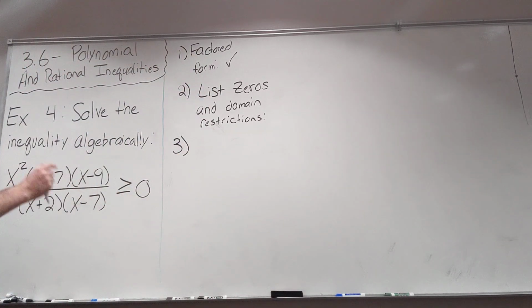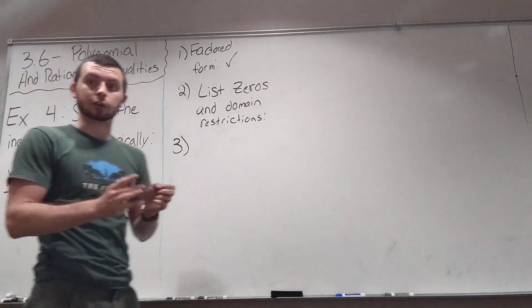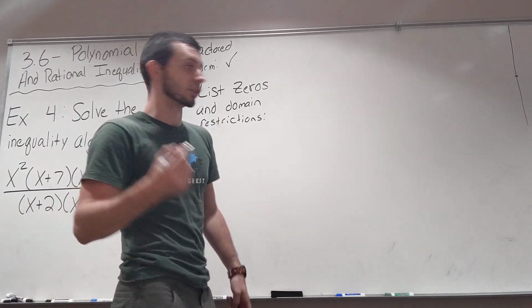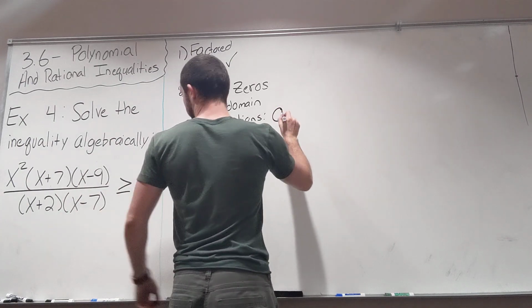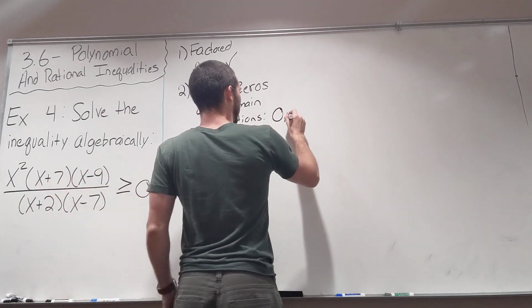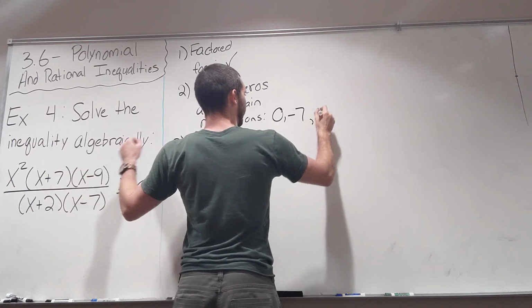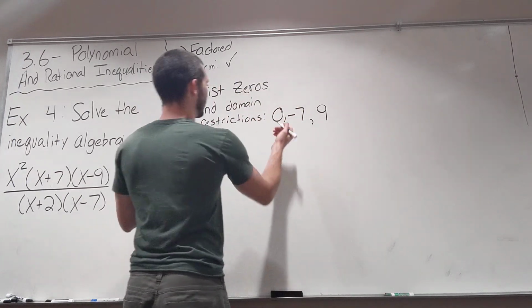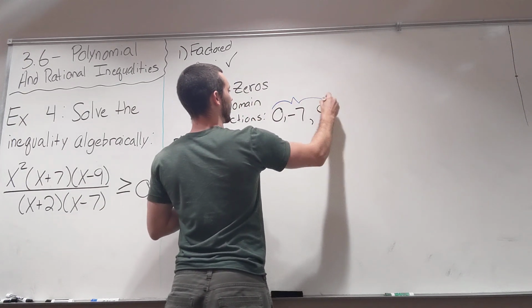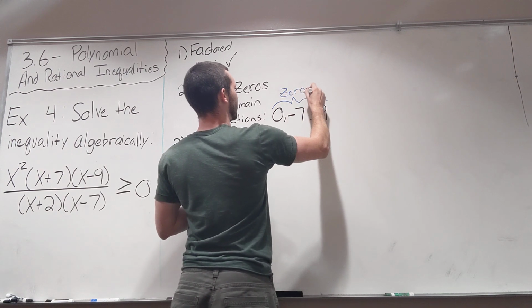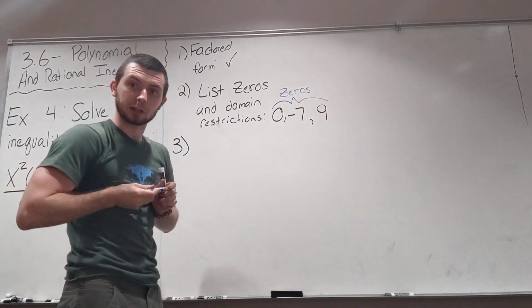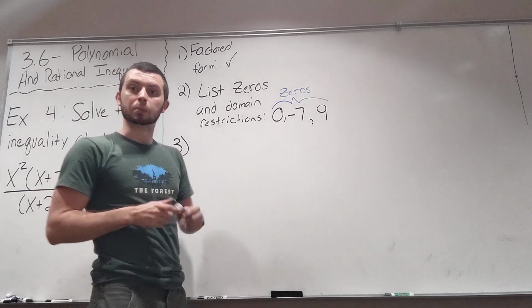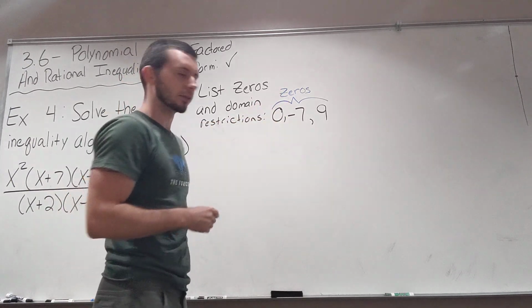Remember, those are the numbers that come from the factors in the numerator. This one right here, so x squared is a factor. It's the factor corresponding to 0. So 0 is one of them. Negative 7 is another one, and positive 9 is a third one. And if you want to, you could definitely make a note that these are zeros, and this will come into play later, so we'll go ahead and make a note of that.